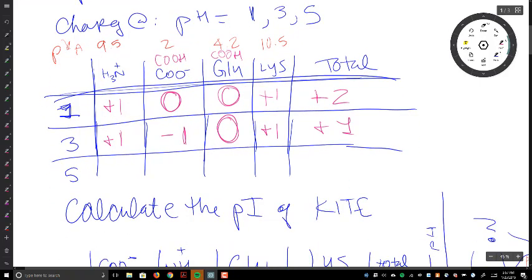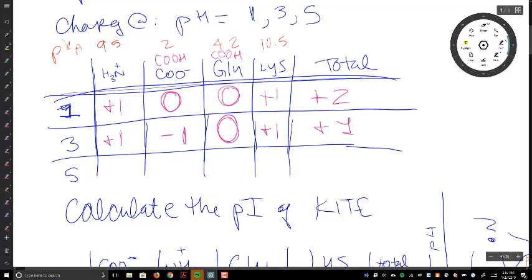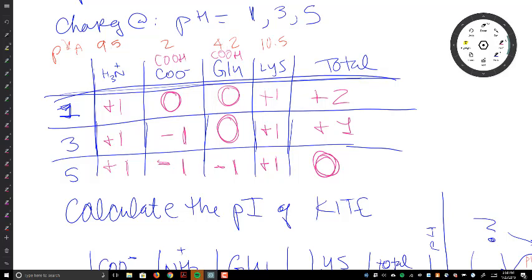Then finally, if we're at 5, the pH is going to be less than the pKa of both of our amines for the N-terminus and for lysine. So those will still carry charges of +1. Again, 5 is above the pKa of our C-terminal carboxylic acid, so we see a charge of -1, but the pH of 5 is also greater than the pKa of COOH on the glutamate group, which is 4.2, so we'd see a -1 here. So at pH 5, our molecule will have a neutral charge because all those individual charges will cancel each other out.